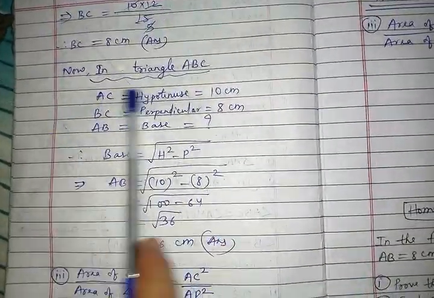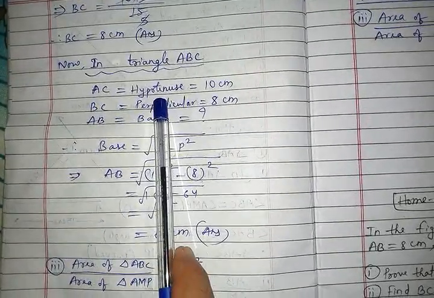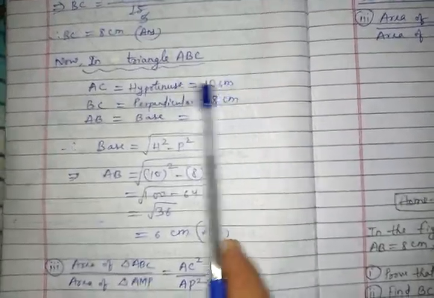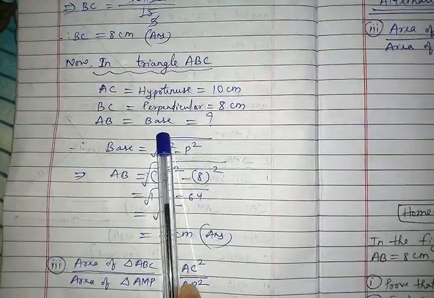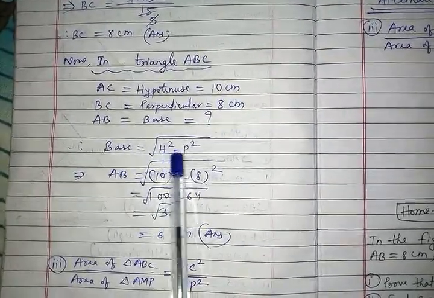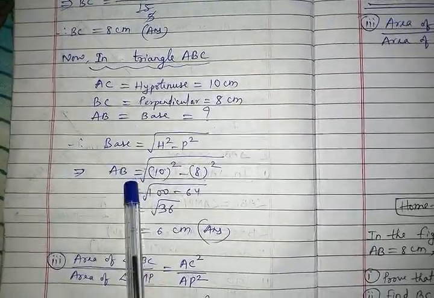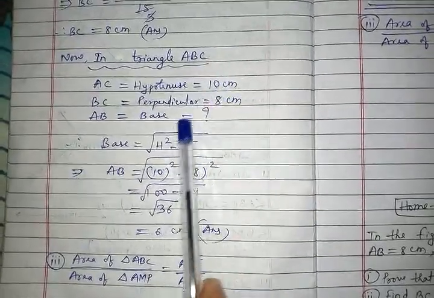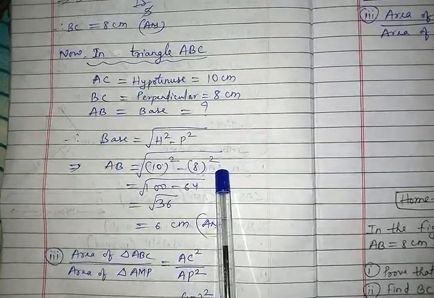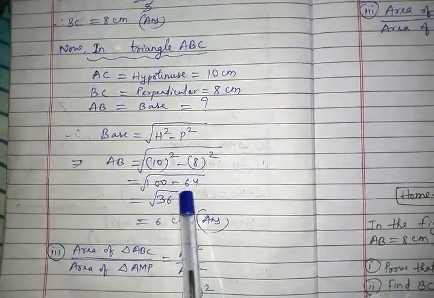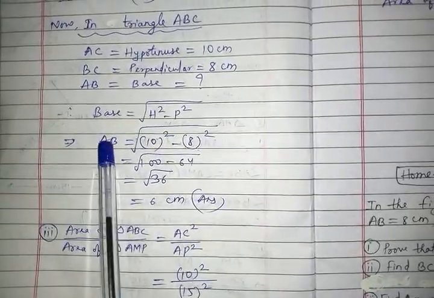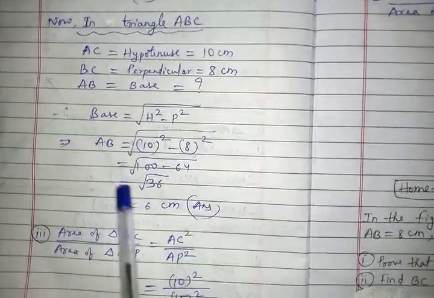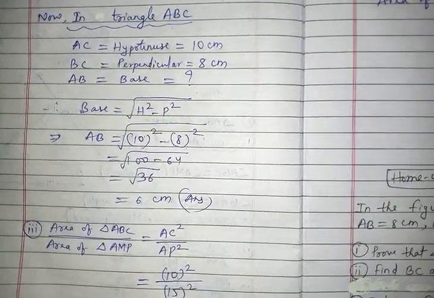So now in triangle ABC, AC is given, it is hypotenuse. You can check the diagram. BC is perpendicular, it is 8, and AB is base, and we have to find AB also. So base equal to root over h square minus p square. Base is AB, so hypotenuse is 10, perpendicular is 8, 10 square minus 8 square, root over 100 minus 64, root over 36, that is 6 centimeters. So now we got AB also. So BC we have got, now we got AB. So number 2 also is finished.